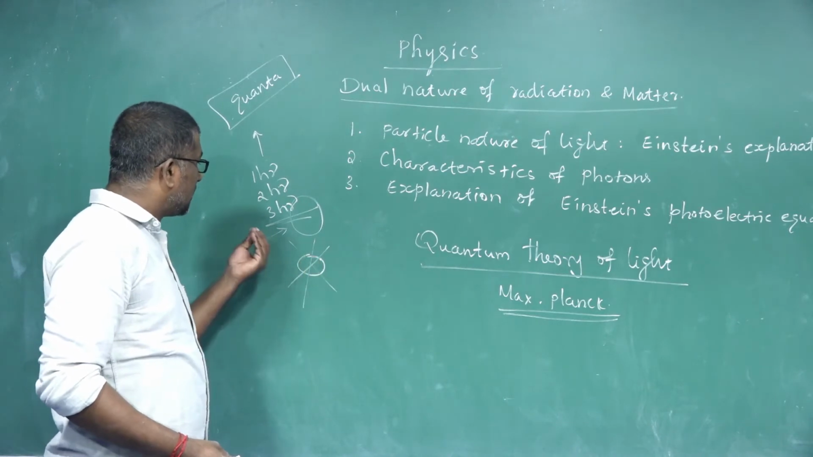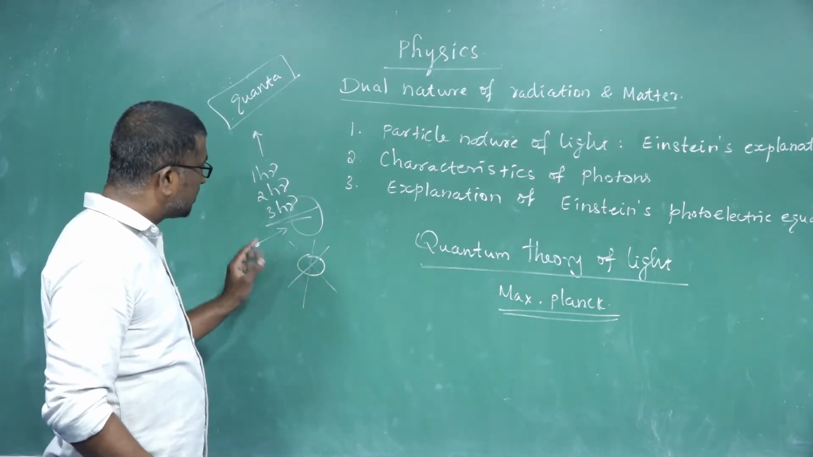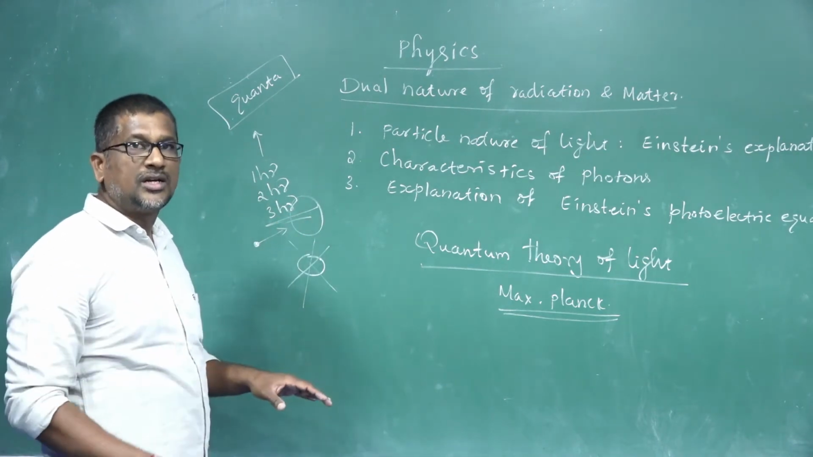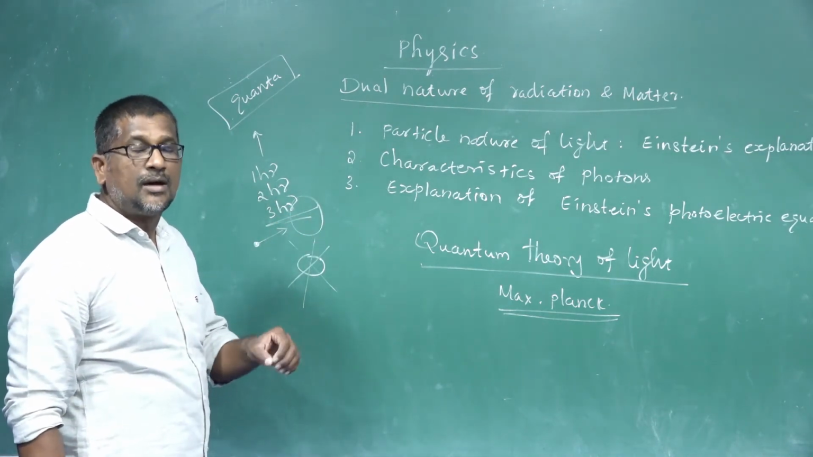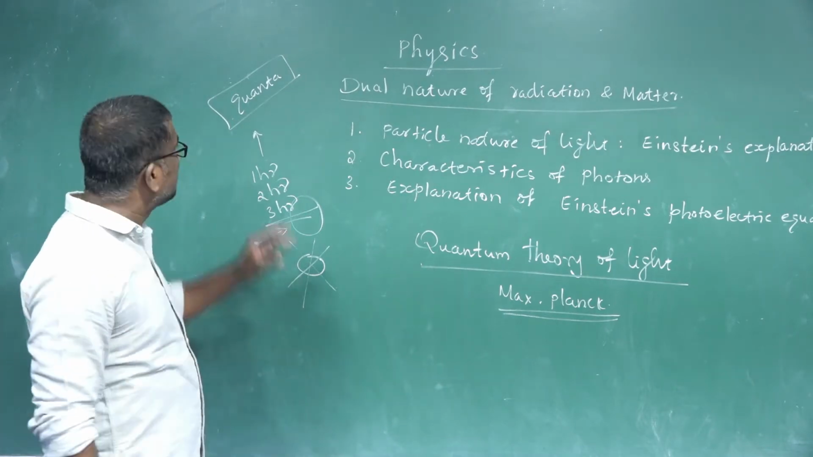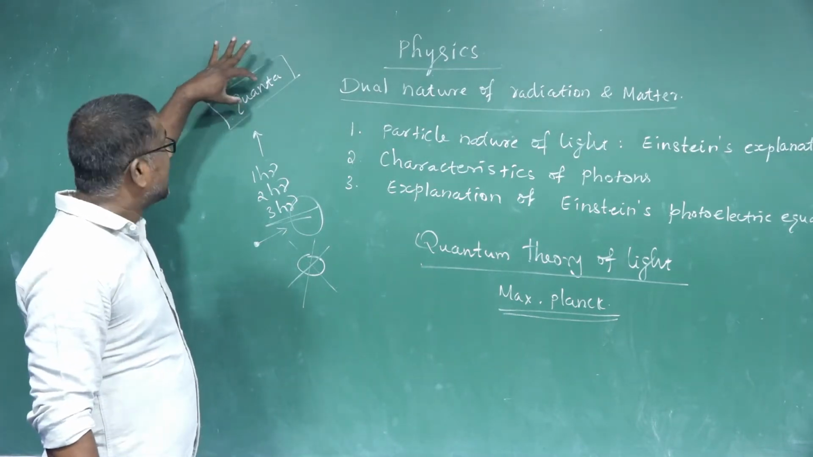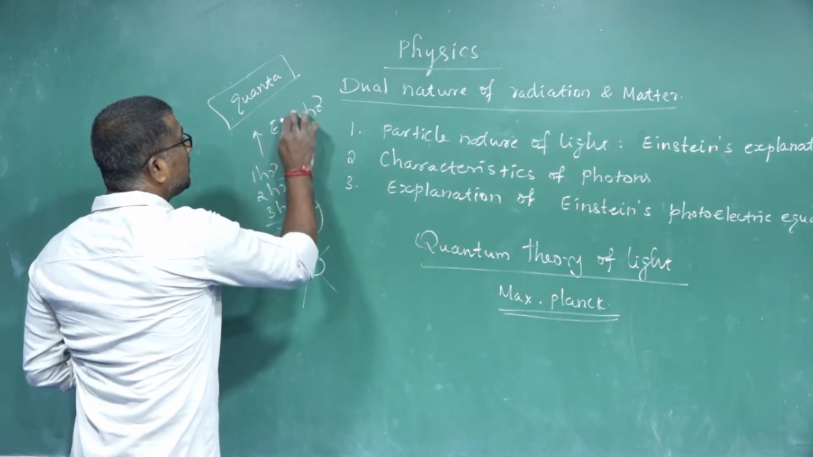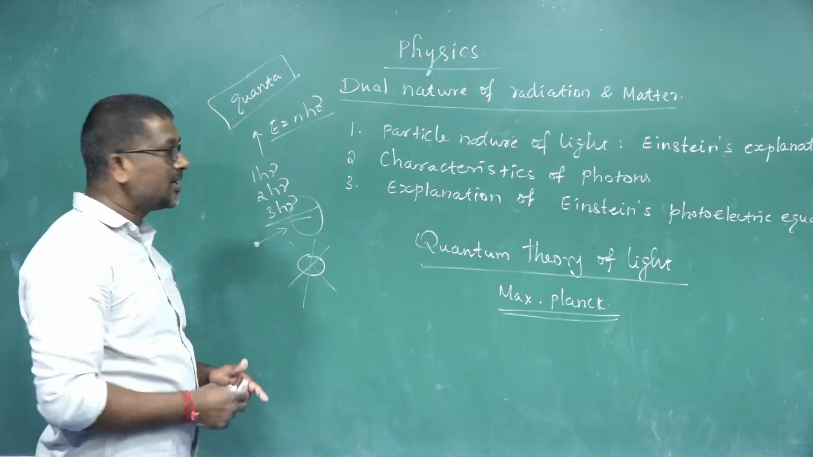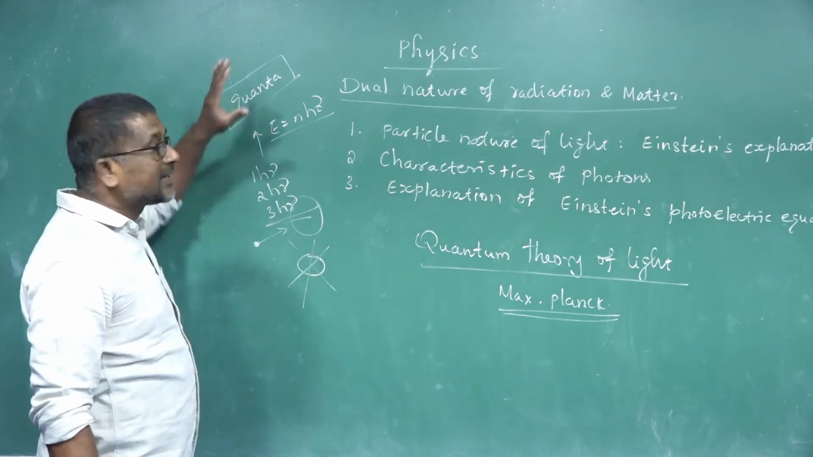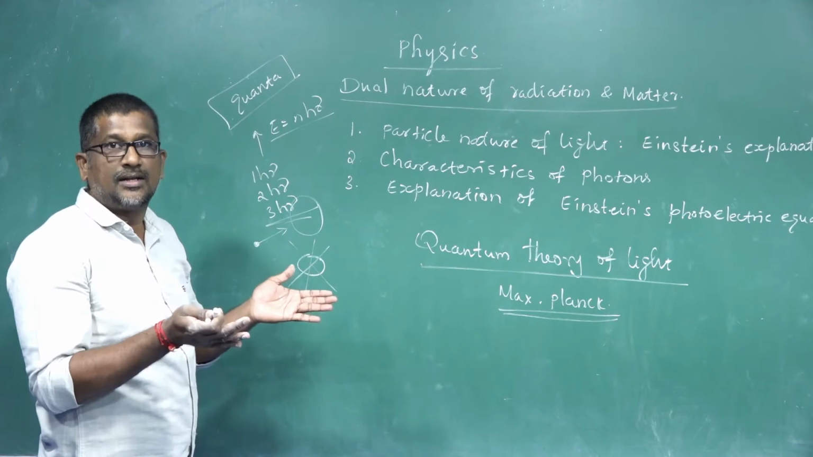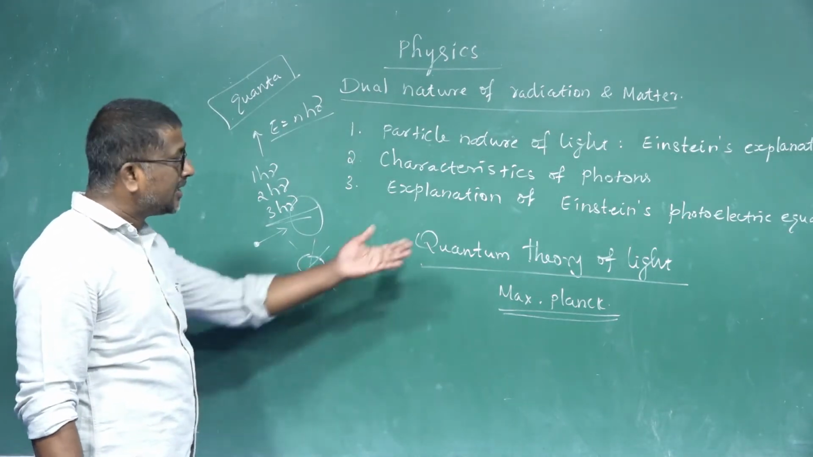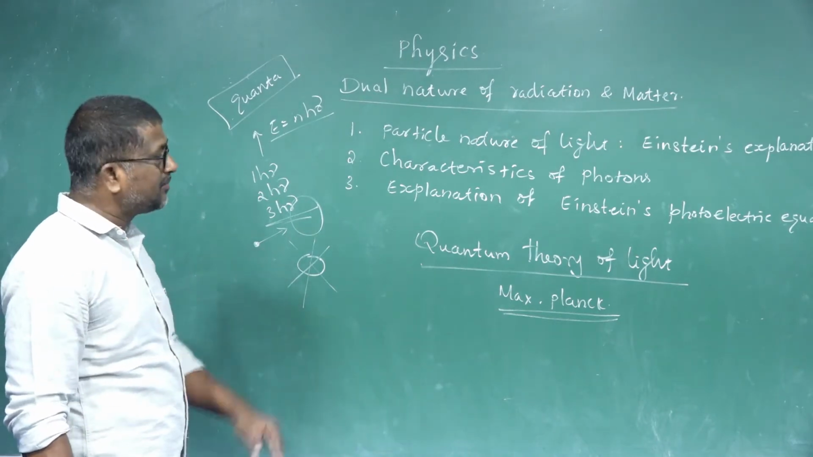So the light energy emitted from the source is not continuous, and the light energy absorbed by the medium is also not continuous, but it is in multiples of discrete packets of energy called quanta. The energy associated with each quantum is E equal to n h nu. And this quantum cannot be divided into smaller parts. These are the suggestions given by Max Planck in his quantum theory of light.